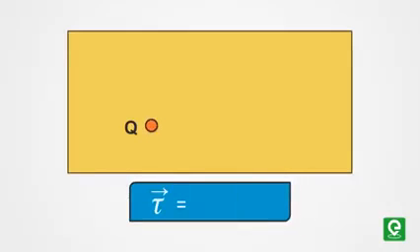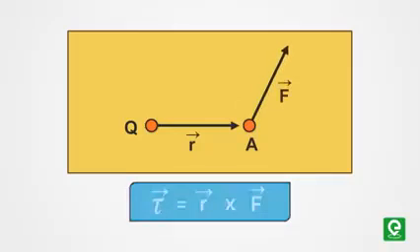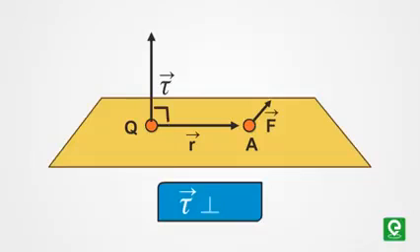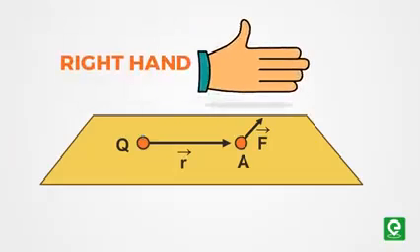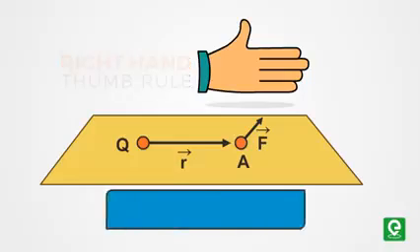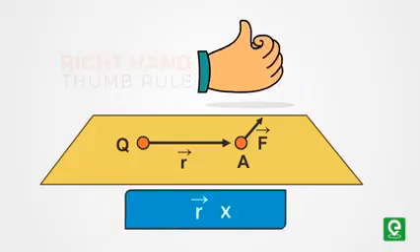Mathematically, torque about a point is defined as the vector product of position vector and the force. Torque is a vector which is perpendicular to both the position vector and the force vector. As a result, the torque is a vector perpendicular to the plane defined by position vector and force. The direction of torque is given by the right-hand thumb rule. To apply the right-hand rule, put the fingers of the right hand along the position vector and bend them towards the force vector. The direction of the thumb will give the direction of torque.